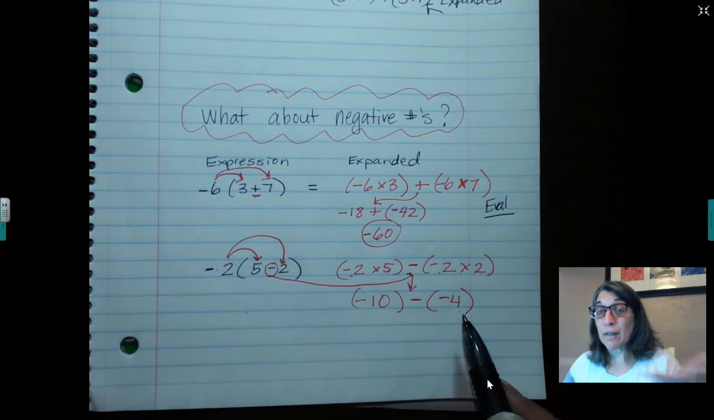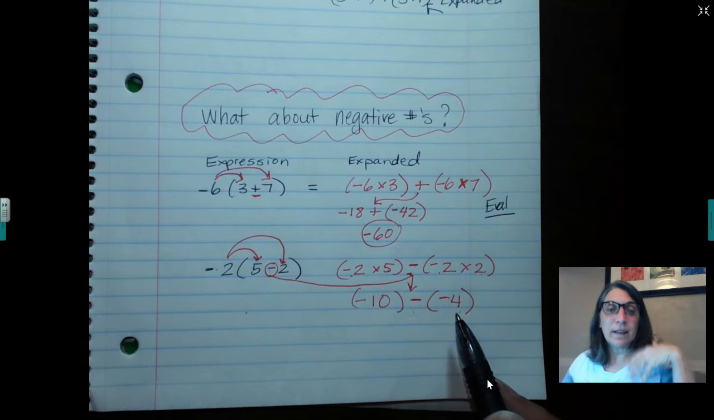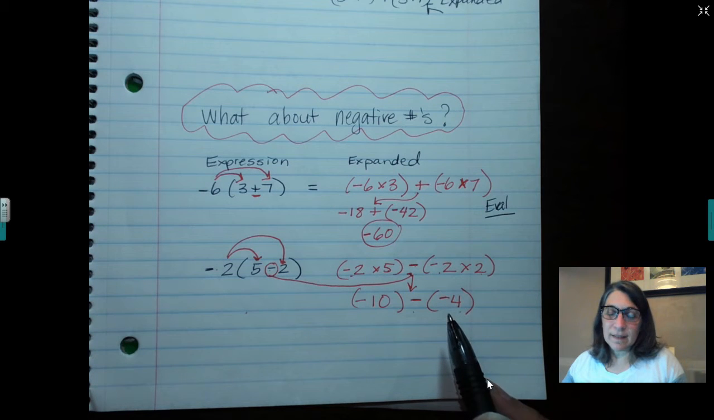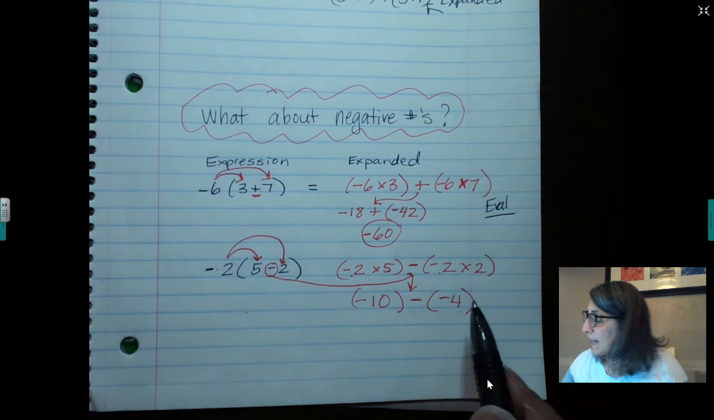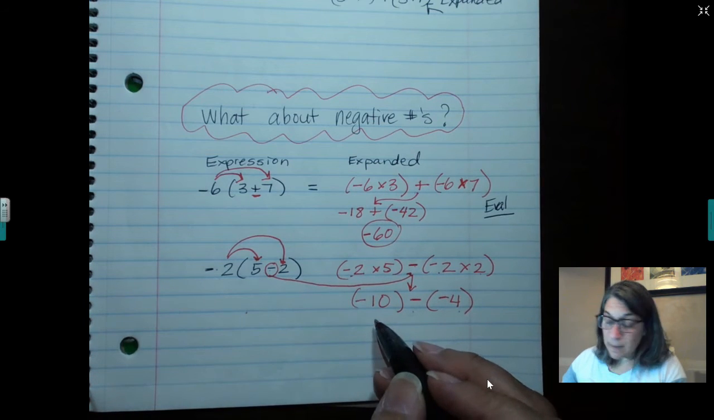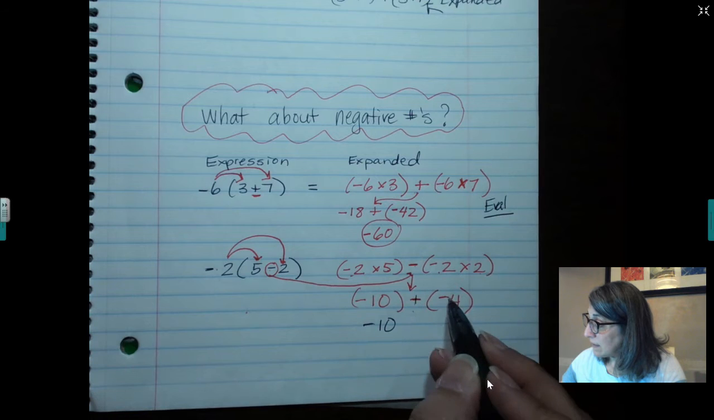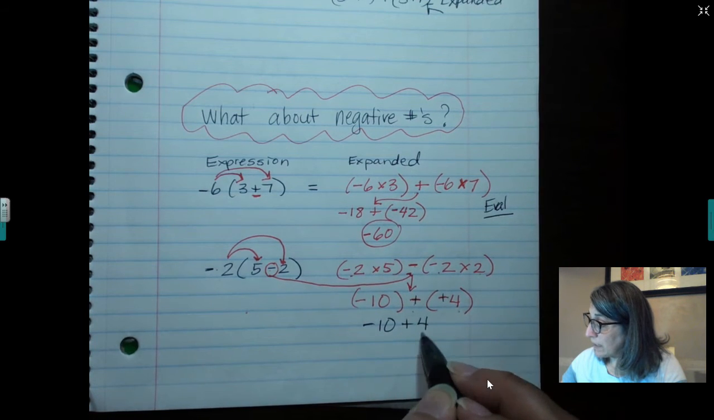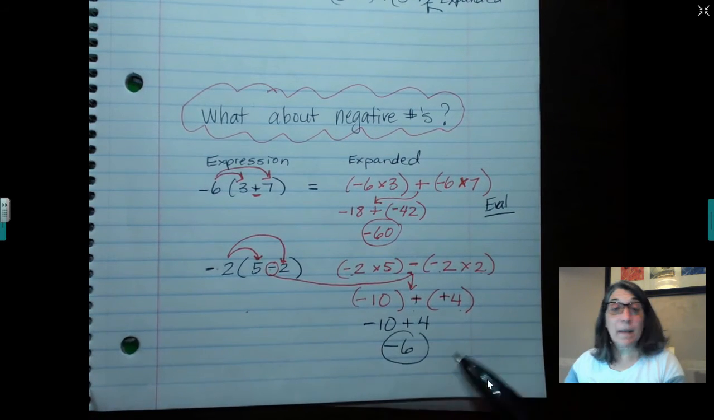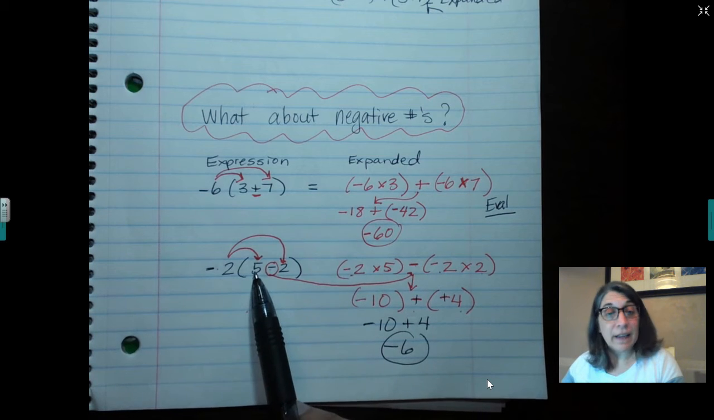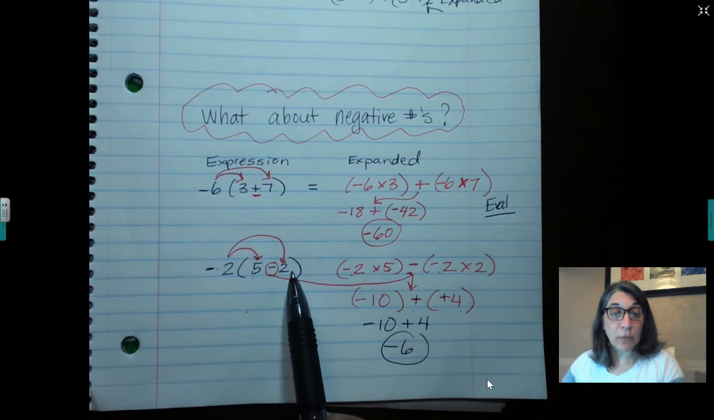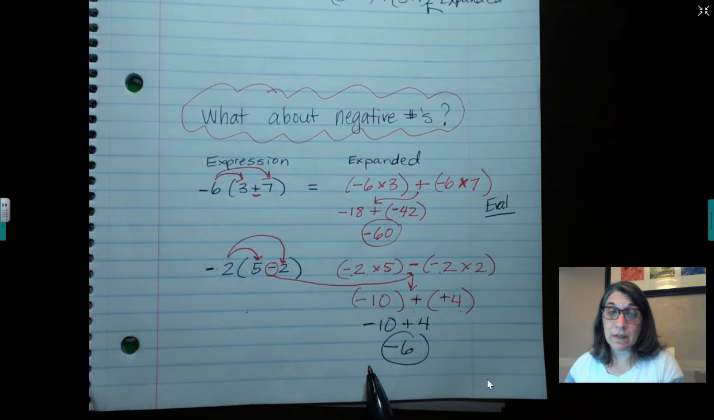And this is where you've got to remember your rules for subtracting and adding. This is the same as saying negative 10 add the opposite, plus 4, equals negative 6. Does that make sense? Yes, because 5 minus 2 is 3. 3 times negative 2 is negative 6. So you have your own built-in check system.